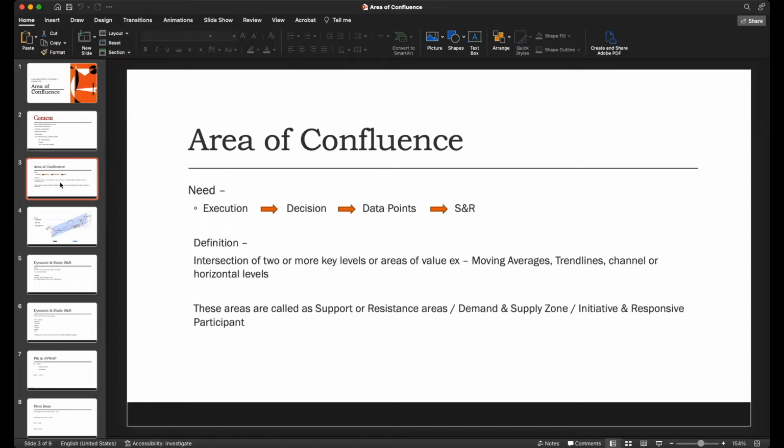So it can be any indicator, trend line, moving averages, or horizontal levels. There is no fixed definition like you need this particular indicator, XYZ ABC, and only then it can be identified. No, it has to be more than two or three to justify that yes, there are multiple buying and selling points. Commonly, these places of confluence are known as support and resistance zones.